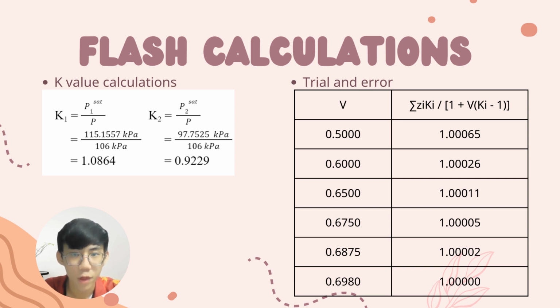Next, moving on to the flash calculations. First, we will start by obtaining the K-value coefficients. K1 would be obtained by dividing P1 sat over P, and K2 will be P2 sat over P. Then we will get K1 equals 1.0864 for acetone, and K2 equals 0.9229 for chloroform. Then, by plugging the values into the trial and error, the V value will be found to be 0.6980 to obtain a summation of ZiKi divided by 1 plus V(Ki minus 1) of 1.